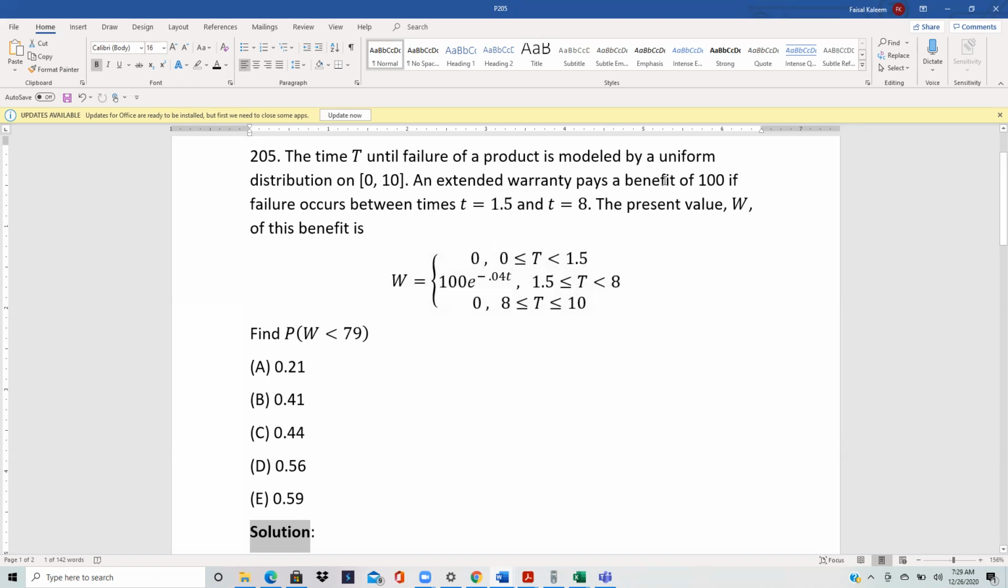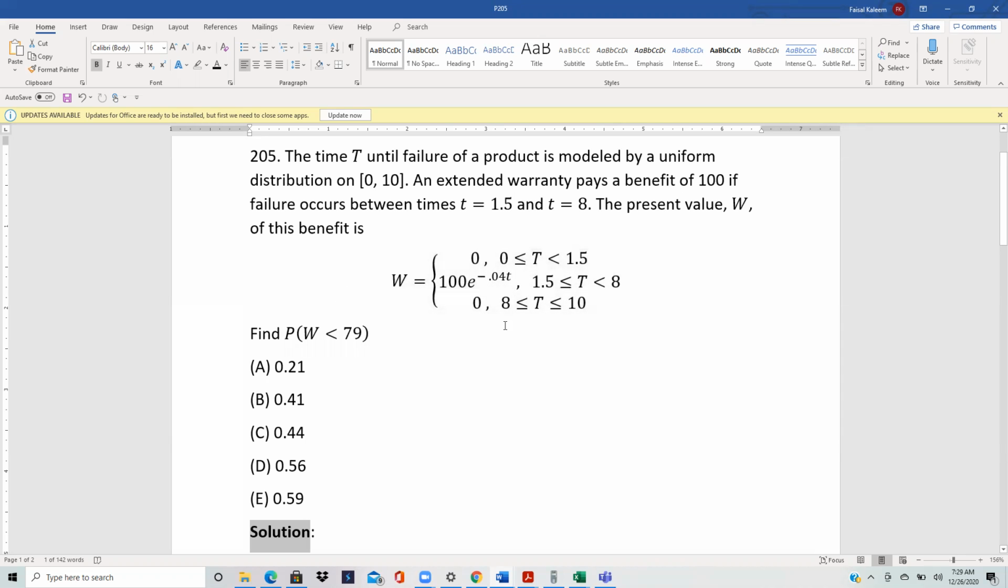Now note that they say that benefit is 100 when T is between 1.5 and 8. So you may think that, oh, okay, well, in this interval, it's never less than 79 because it's 100. So then why is the answer not just other two intervals where it's 0 and hence less than 79? Well, the benefit is 100, but that's not W. W is the present value of the benefit. And the present value is given by this equation, and that will be less than 100, and we have to find when it's less than 79.